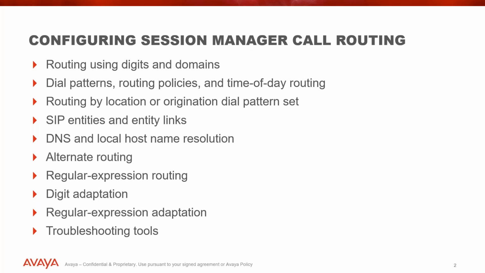SIP entities have addresses. Those addresses can be resolved using DNS and local host name resolution. How do you set up alternate routing? There are two kinds of alternate routing. We'll get into that. And then we're going to hit the more complex topics like regular expression routing, adaptation, both digit adaptation and regular expression adaptation. And then in the end, I'll give you a look at a couple of troubleshooting tools you can use.